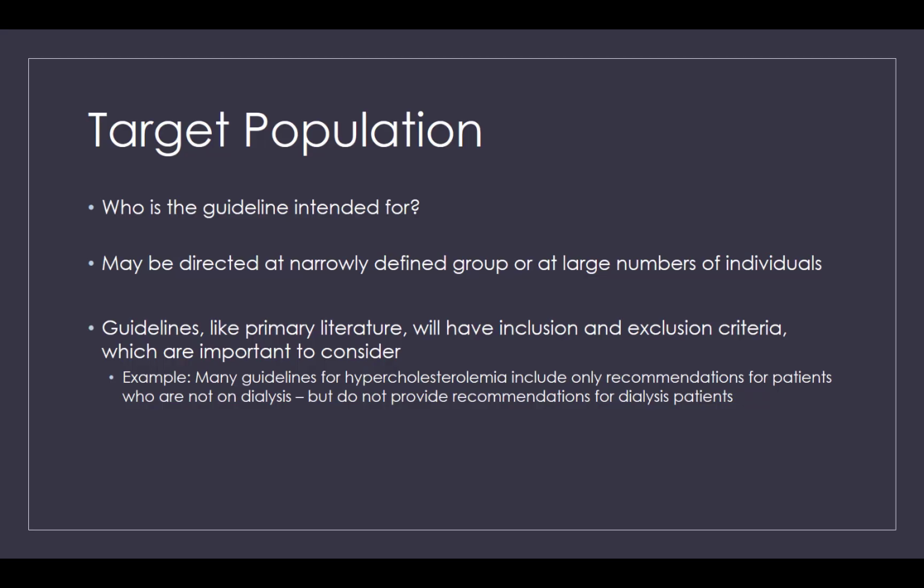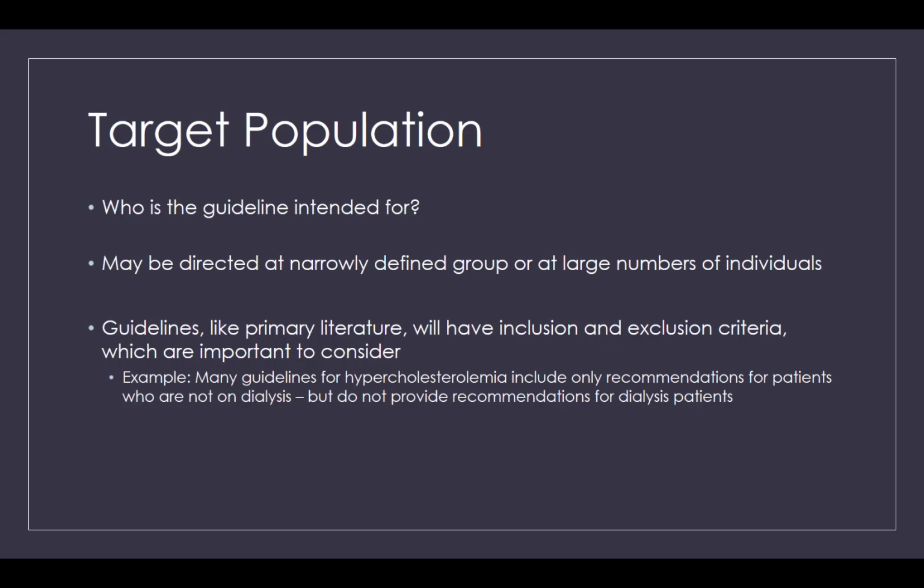The other aspect of guidelines that we're going to look at under the methods section is target population. So who is the guideline intended for? Guidelines can be directed at narrowly defined groups to very large numbers of individuals. Guidelines, like all other primary literature that we've read in this course, will have inclusion and exclusion criteria, which are important to consider. So make sure that you have the right guidelines for the patient who's right in front of you.